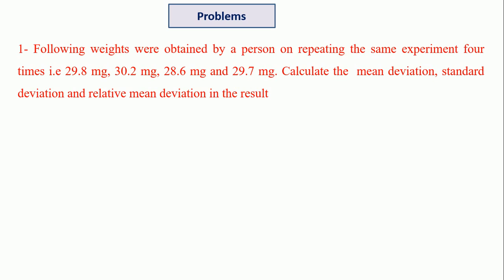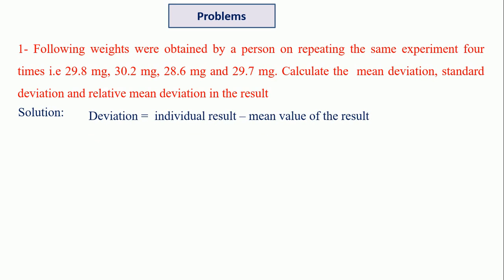So first calculate the deviation. Deviation is calculated by taking the difference between the individual result and the mean value of the result. So see the first deviation and the formula to calculate it. Deviation is equal to individual result minus mean value of result. We already discussed this formula in the previous video.